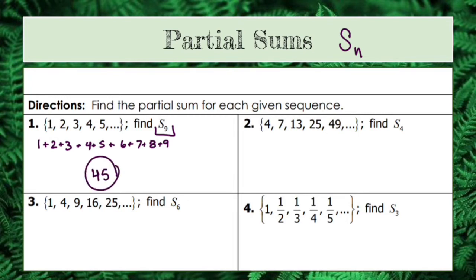I'm going to do number 3 with you, and then I'm going to let you do 2 and 4. So our pattern in this one is 1, 4, 9, 16, 25. Those are all perfect squares. So 1 squared is 1, 2 squared is 4, 3 squared is 9, 4 squared is 16, 5 squared is 25. So then our next number is going to be 36 for 6 squared. And when we add these together, we get 91. So go ahead and take a minute and do numbers 2 and 4.